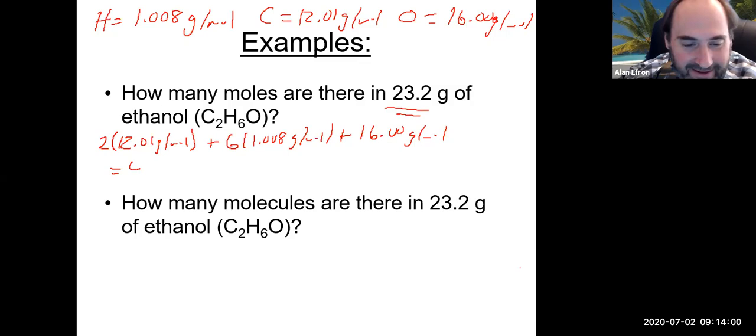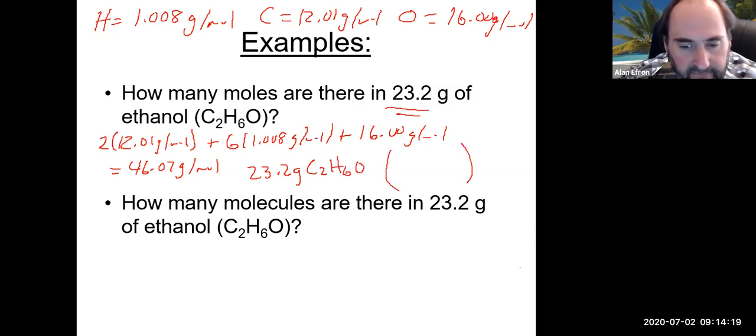46.07, that sounds right. Grams per mole. Again, all this comes from the periodic table. We're just adding up all the parts. And again, we're going to use this really as a conversion factor. So we could start with our 23.2 grams of our ethanol. We're going to use our molar mass as our conversion factor. So grams are going to go on the bottom.